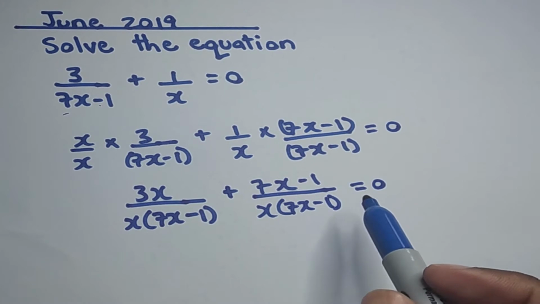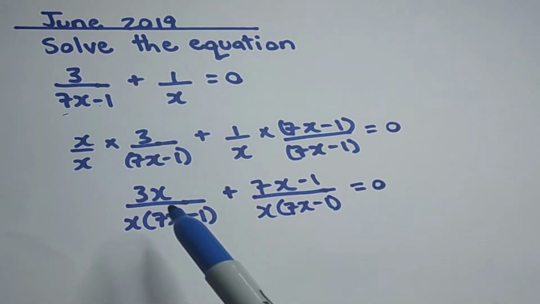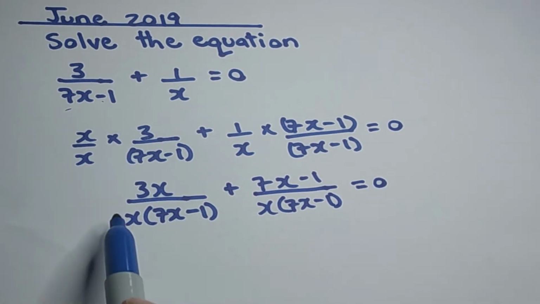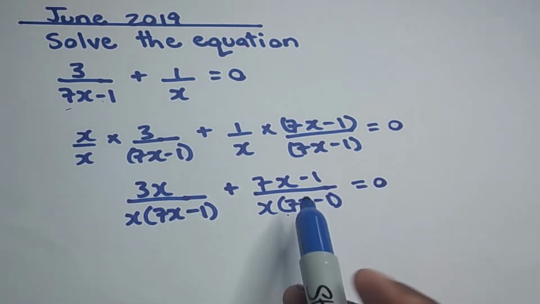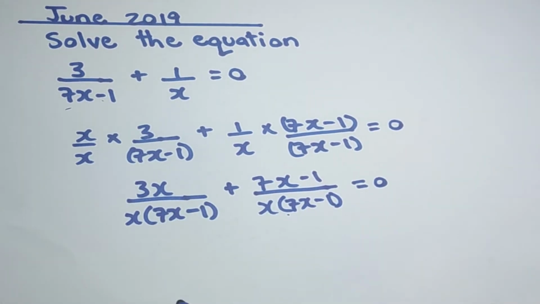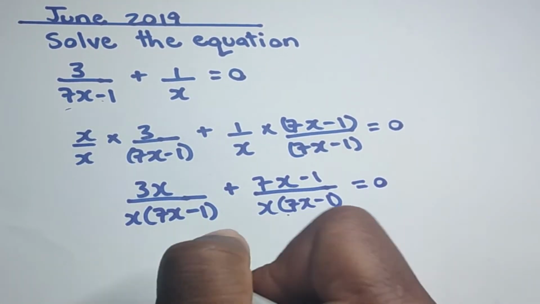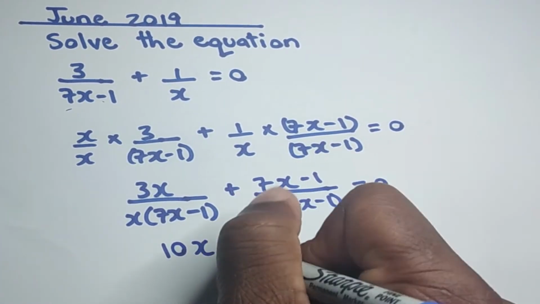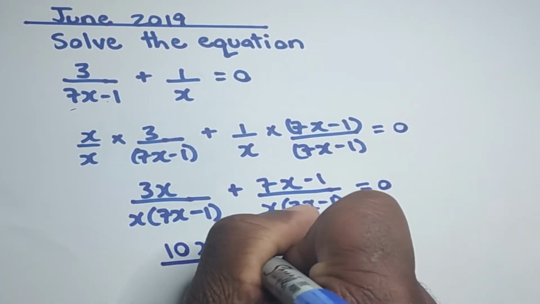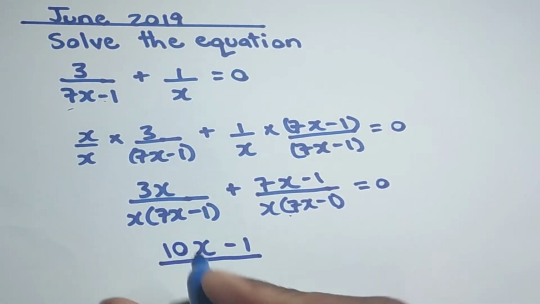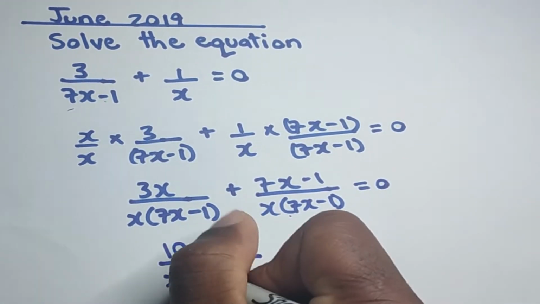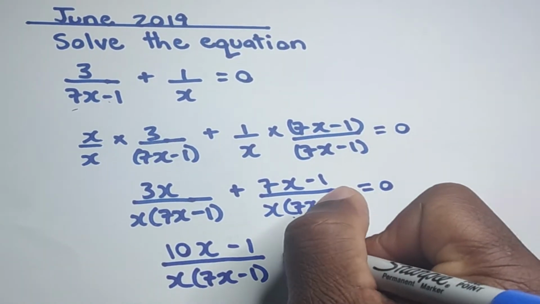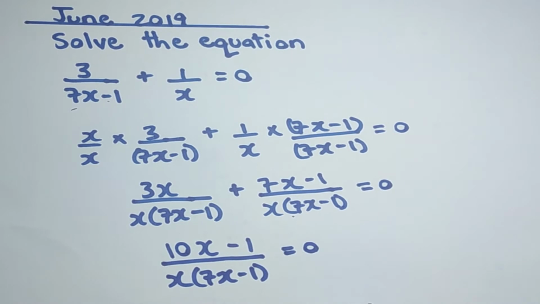So what we're going to do now is actually add the numerators, because what you would have observed is that now we have common denominators, so we can simply add the numerators. So we'll have 3x plus 7x, that will give us 10x, and we'll have the minus 1 there. And we'll put all of this over our common denominator, which is x times 7x minus 1 in bracket. And remember, all of this is equated to 0.